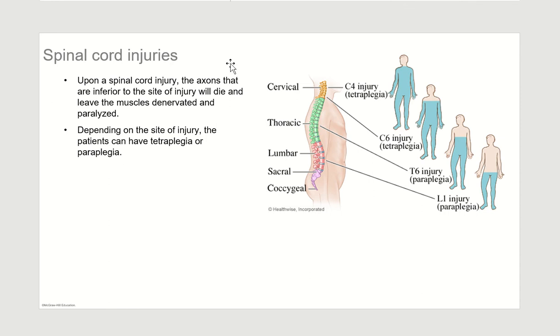So when we have spinal cord injuries, the axons above the injury are still fine, work fine. Everything below the injury, the axons will often die and the muscles then become paralyzed. So depending on the site of the injury, depending on which vertebra is involved, that makes a difference of how much of a person's body is paralyzed.